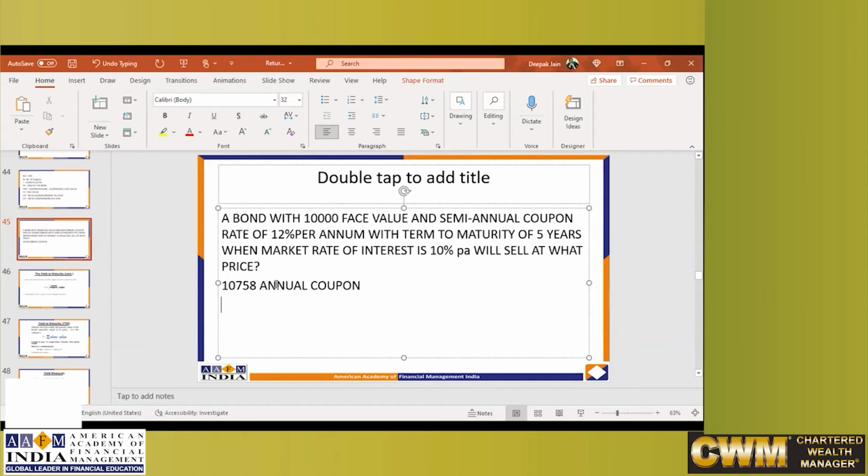P/Y is 2, C/Y is 1, because it says 10% per annum compounded annually. Solve for PV. Then you will get 10,869. This is okay? Any problem, anybody?